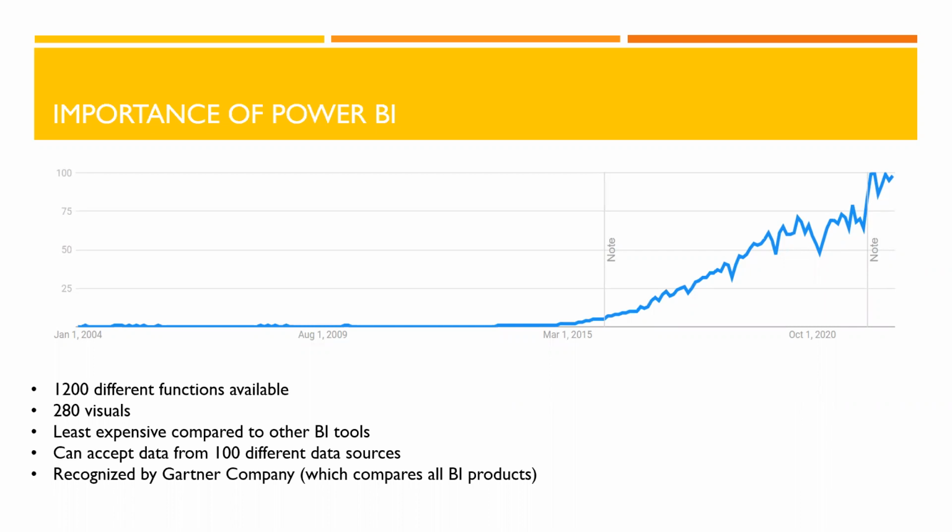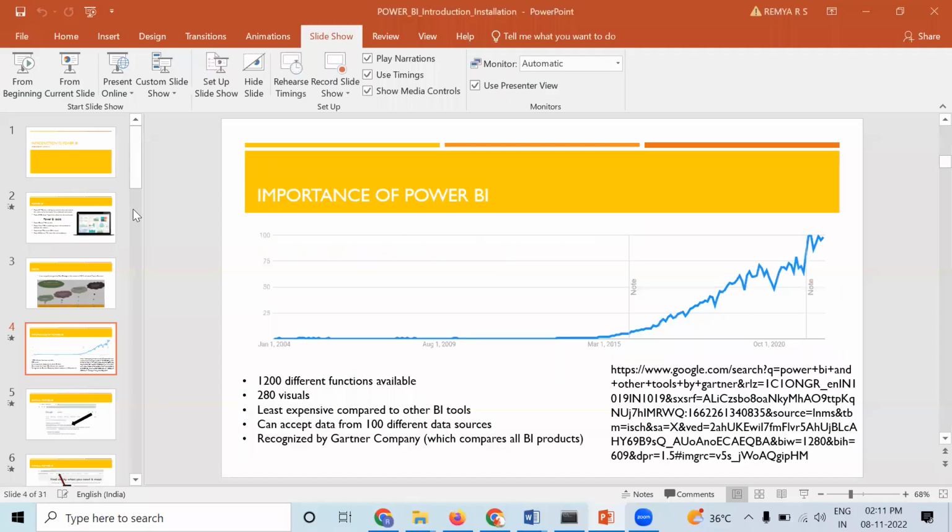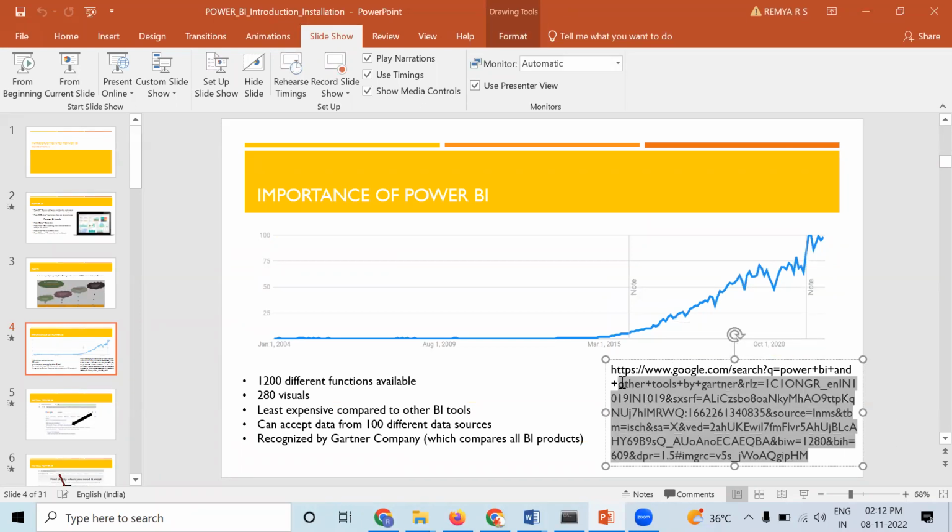And next is the Gartner company, which is related to your question, which compares all the BI products. Yeah, this is that particular link, which shows the magic quadrant of BI tools.